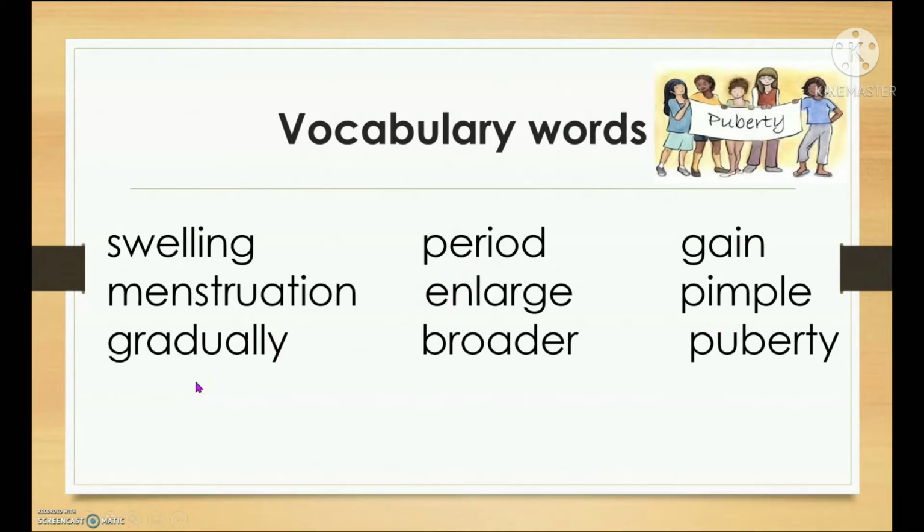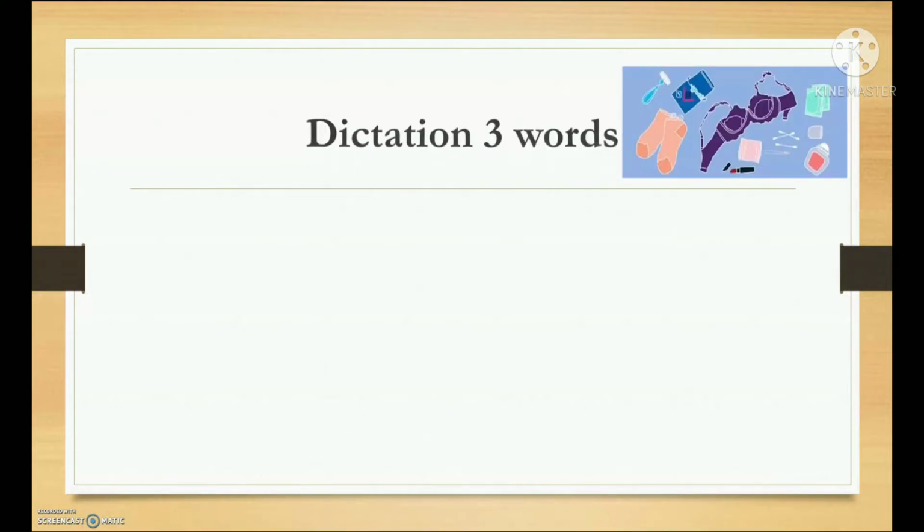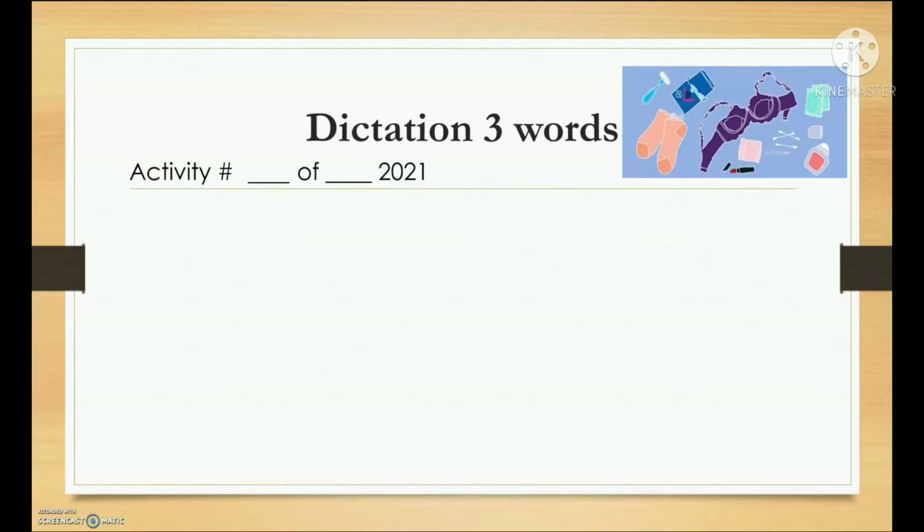Gradually, broader, puberty. Very good. Now let's do our dictation of 3 words. Bring out the paper or your notebooks and write as follows. Okay, let's begin.